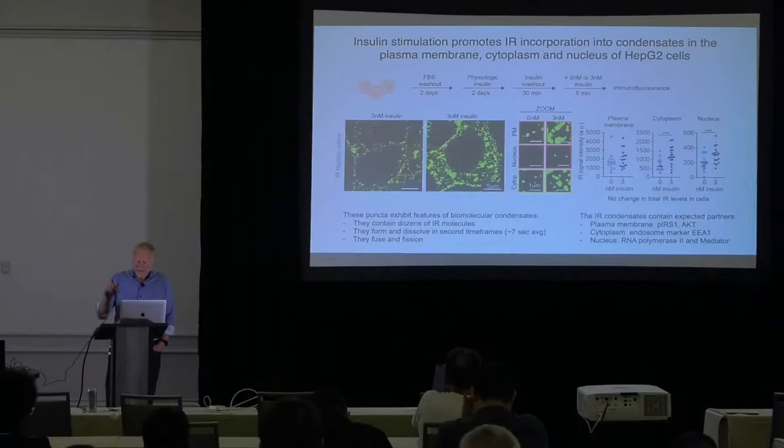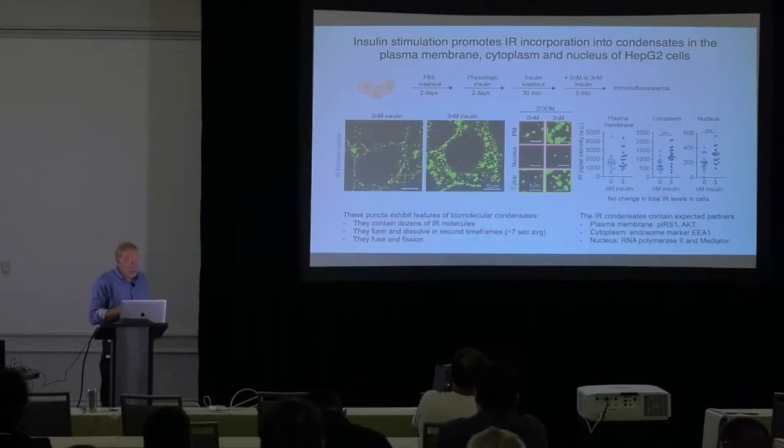And they contain their expected partners at the plasma membrane. They can contain the key substrates that initiate signaling. In the cytoplasm, those that are associated with membranes are associated with this endosome marker, EEA1. And in the nucleus, they're present at insulin responsive genes together with RNA polymerase II and mediator in transcriptional condensates.